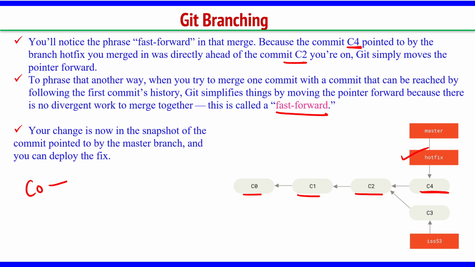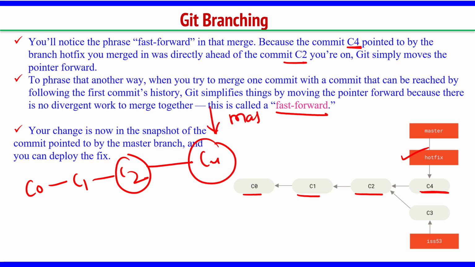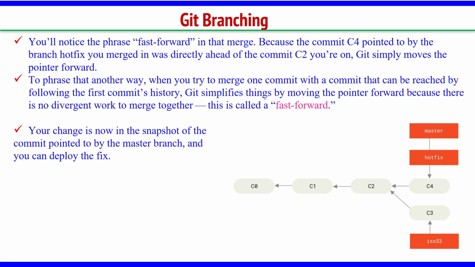There was a commit C1, C2. There was an issue. You created a branch C4, and when you were working on C4, what was the master? It was just C2, just one step back. So there was no problem at all. It is just as simple as extending this commit to C4 and making this the master. This is called fast forward. Git simplifies things by moving the pointer forward, because there is no divergent work to merge together. There is no divergence. It's very simple and clear.